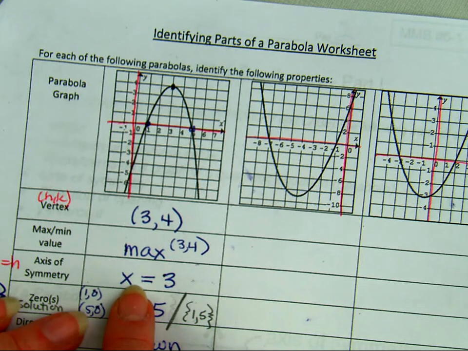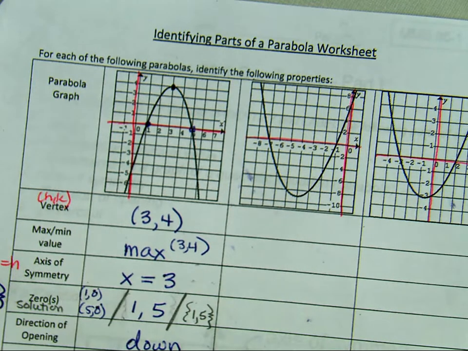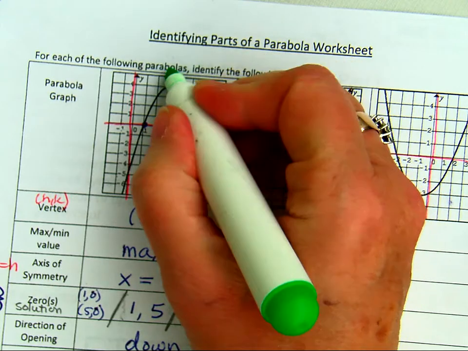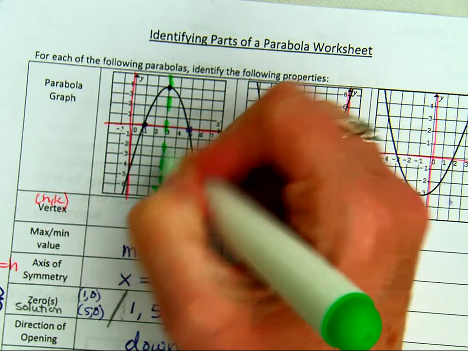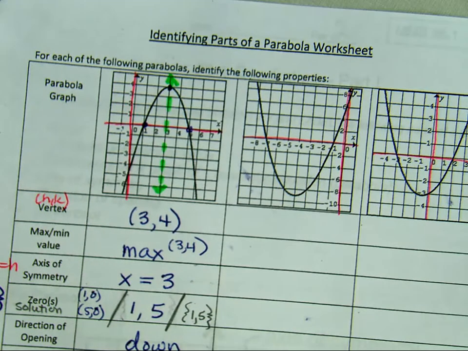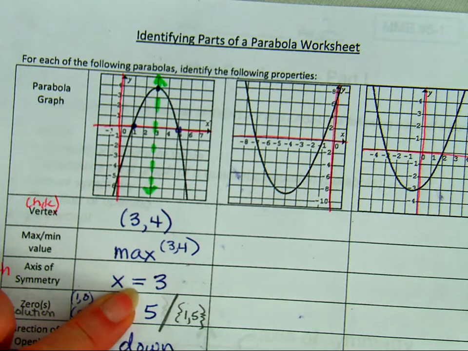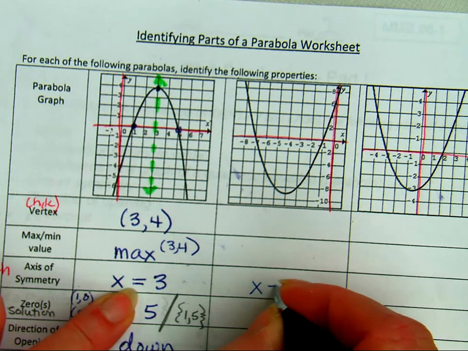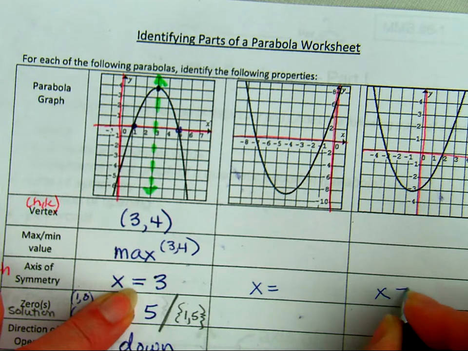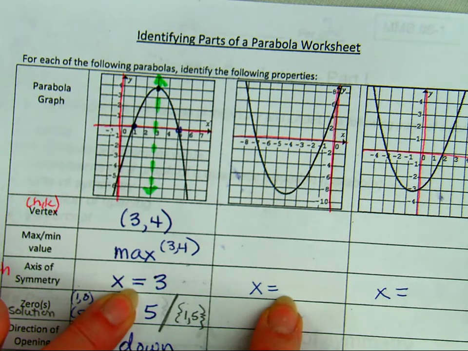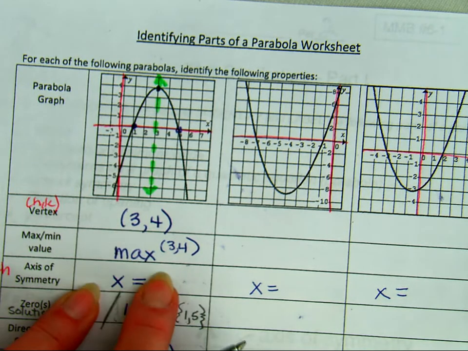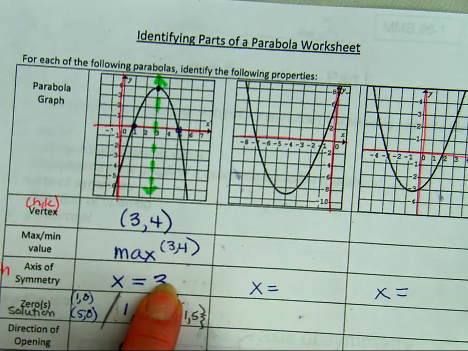Now, the axis of symmetry is this line going right through the center. Let me draw that in. Usually it's dotted. And we're going to always start with x equals. When you get to this one over here, you're going to say x equals. And this one, you're going to say x equals. And to find the number, you go to the vertex and pull down the x value. And so this one is the line x equals 3.